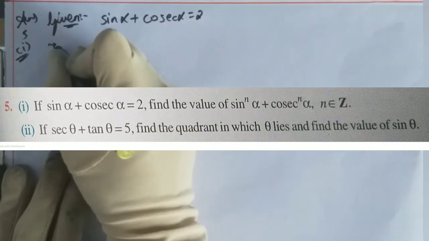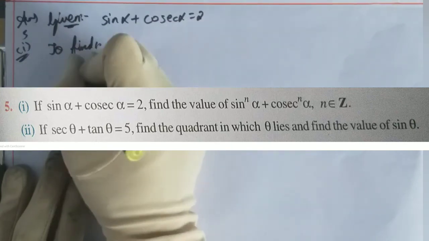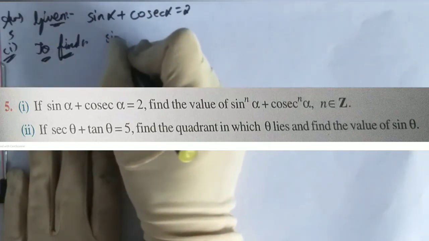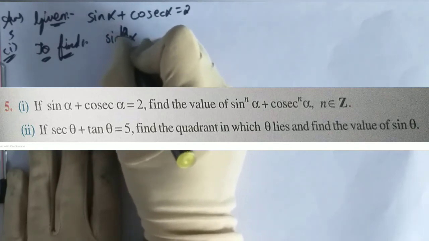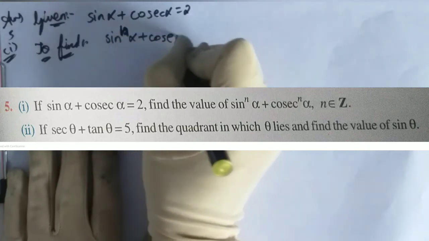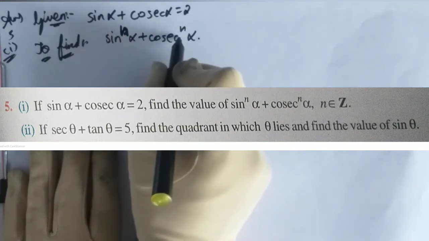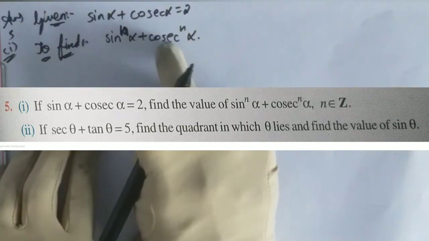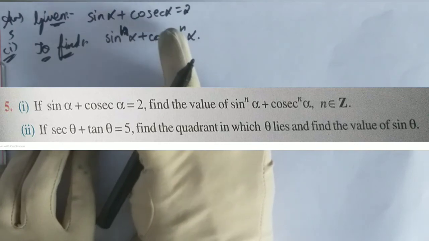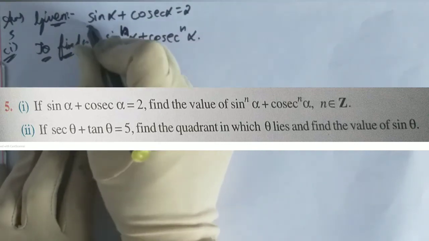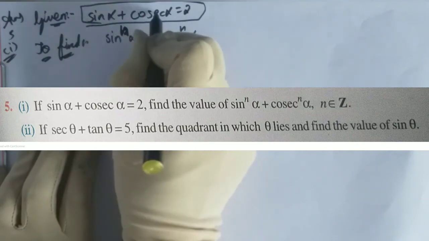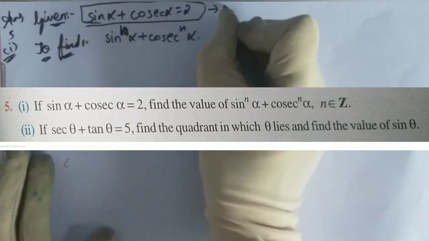And we have to find out the value of sin power n alpha plus cosecant power n alpha. How to find out the value of sin power n alpha plus cosecant power n alpha? We know we can make this cosecant in terms of sin, in the given condition. Let us suppose this is equation 1.